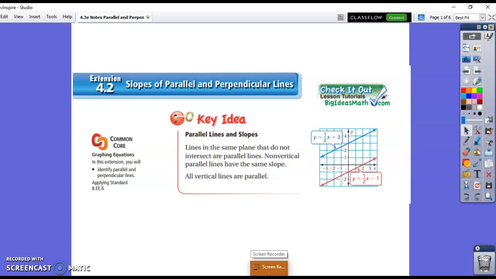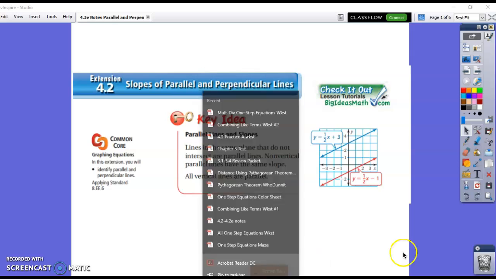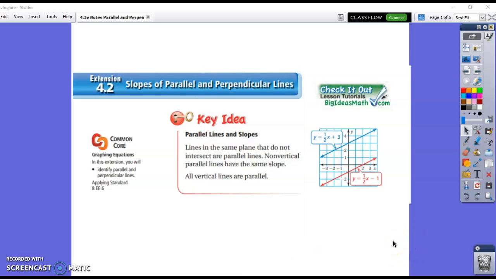Hi, this is extension 4.2, and we're just going to be talking about slopes of parallel and perpendicular lines. There's something special about the slopes for each of these types of lines.